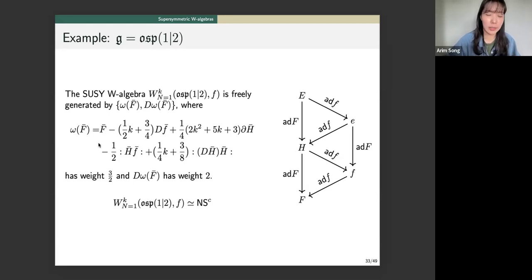Also, by considering the eigenvalue of F with respect to the adjoint action of H, one can compute that this omega F has weight 3/2 and D of omega F has weight 2. And this looks very familiar because this is the same as we saw in the Neveu-Schwarz algebra. And actually this supersymmetric W algebra is isomorphic to the one that we saw before. Here I didn't specify c, but c should be some rational function with respect to the central charge.